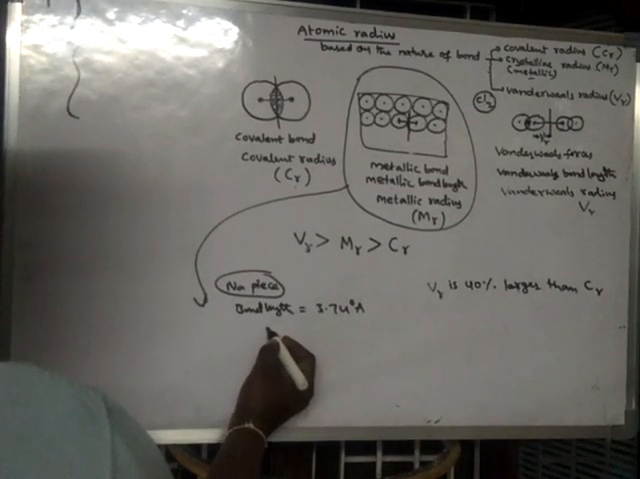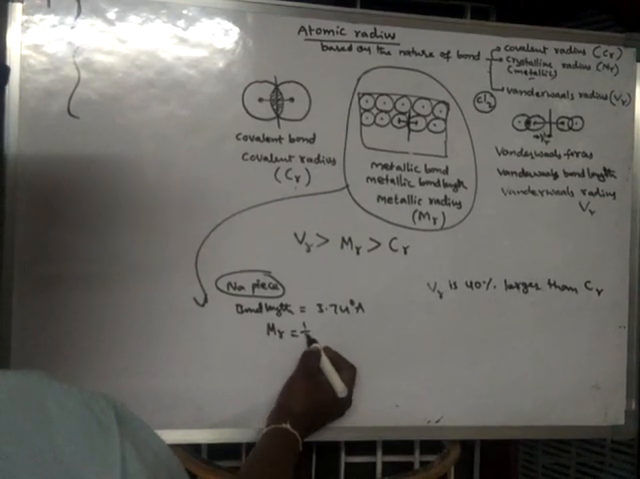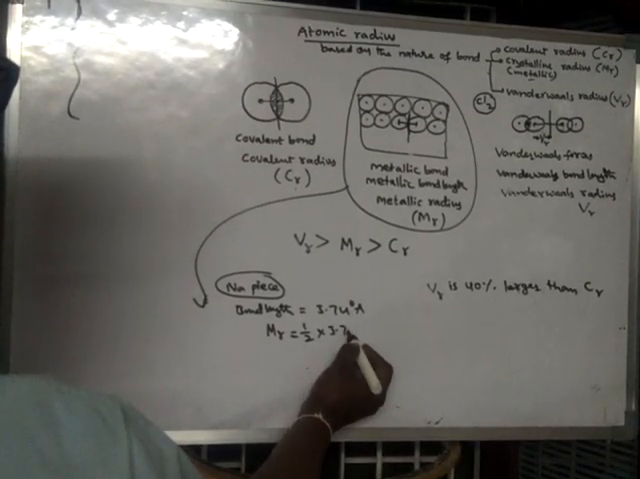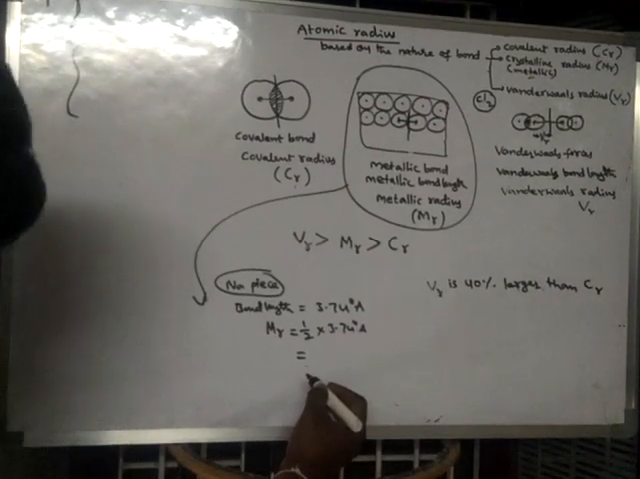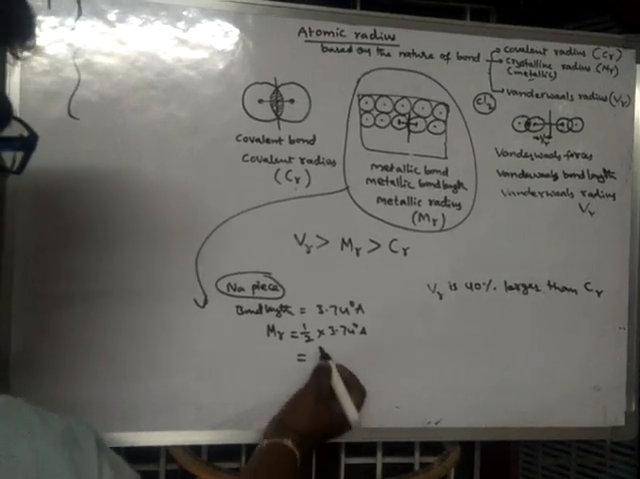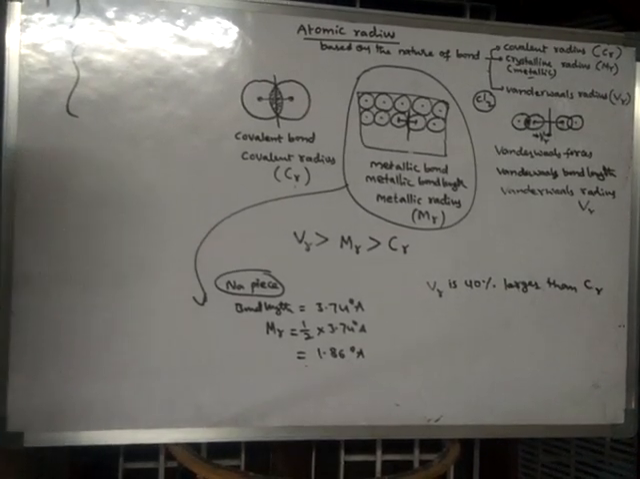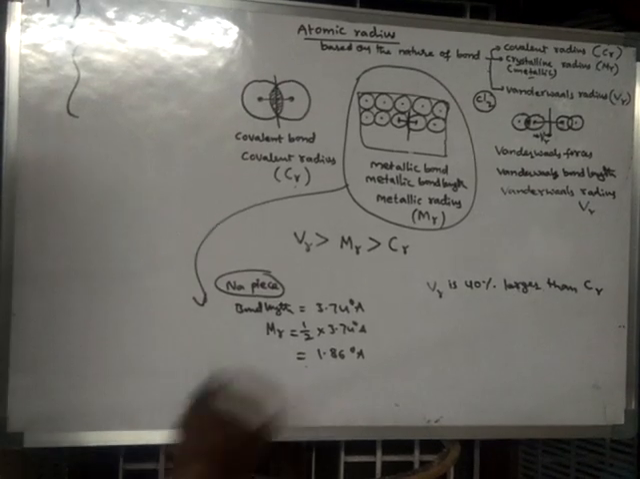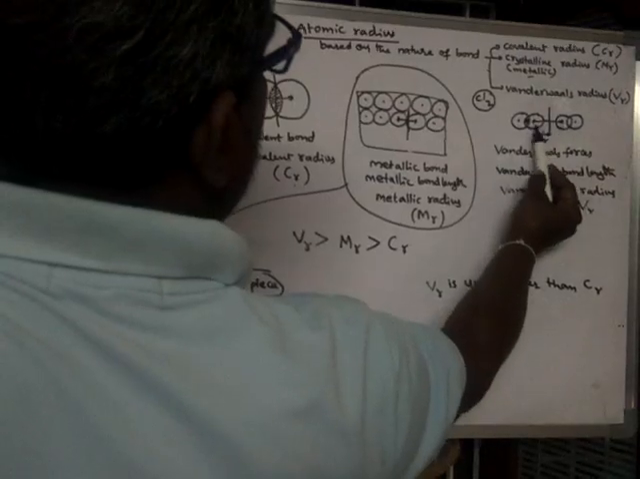Then the metallic radius will be what? Half of the bond length. Then half of 3.74 angstroms. So how much will it be? It will be around 1.86 angstroms. Okay.